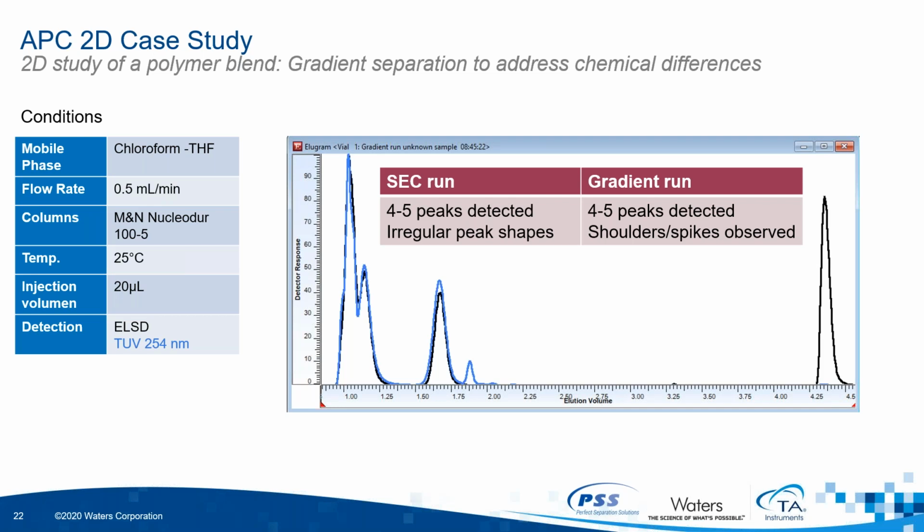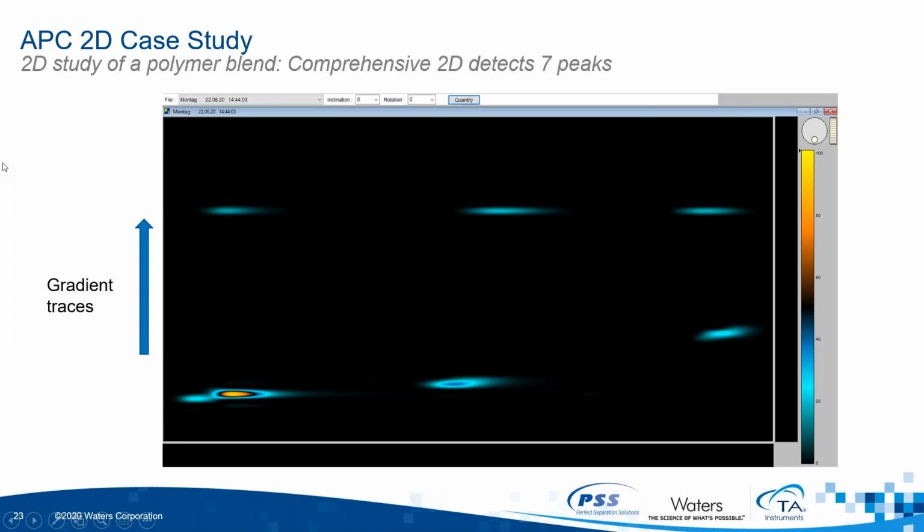The individual size-based separation shown previously and this gradient separation suggest that there could be more than meets the eye. But if this blend is re-injected with both separations run consecutively, then the result looks different. As mentioned before, the results are plotted in a contour plot. In this plot, the elution time/volume of the gradient run is on the y-axis and the elution time/volume of the SEC run is shown on the x-axis.